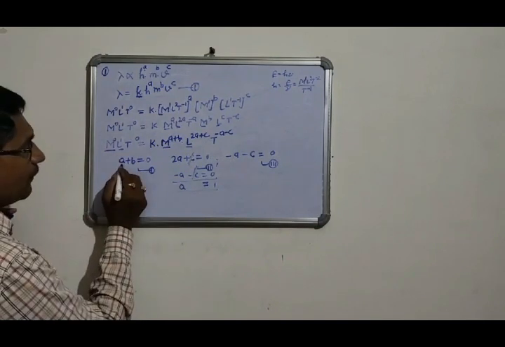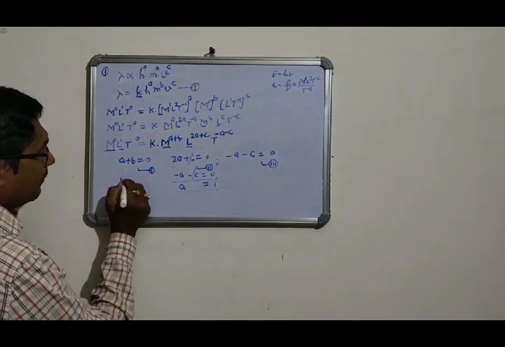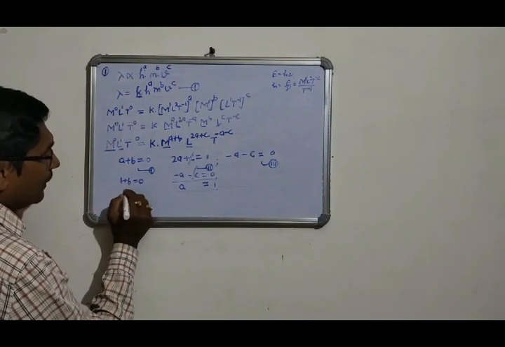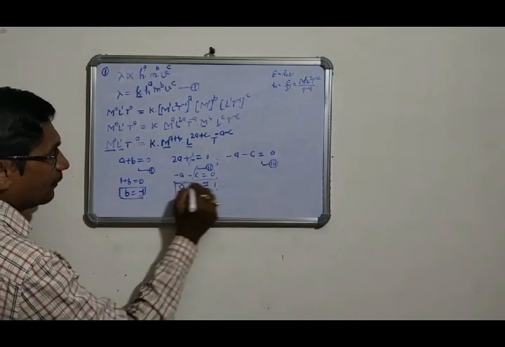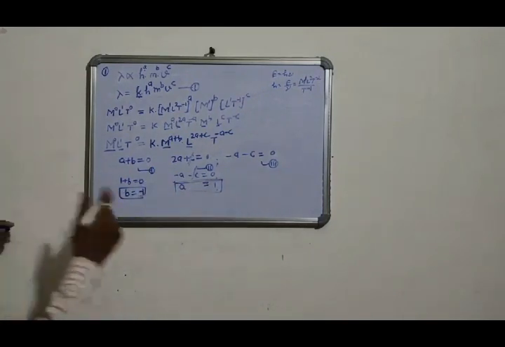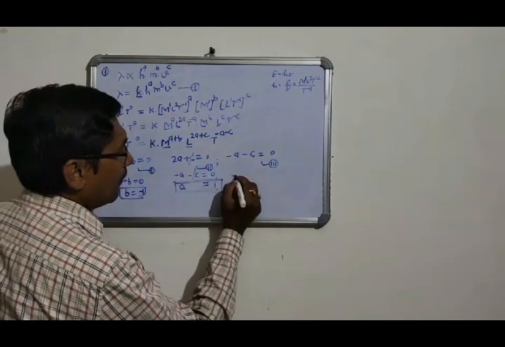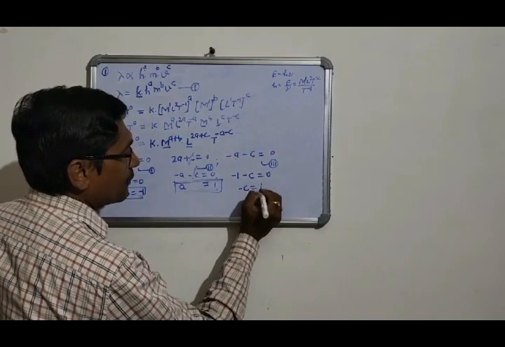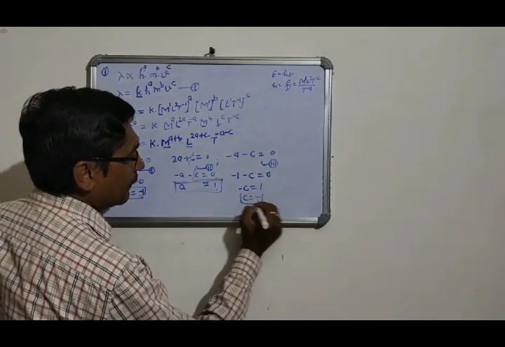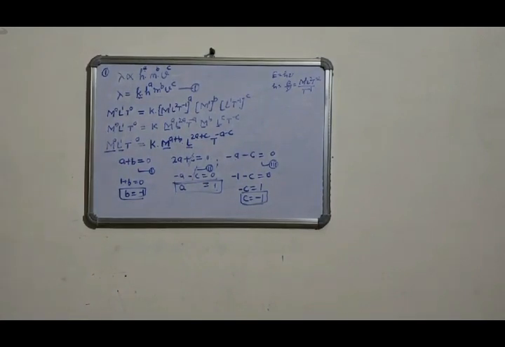Now putting the value of a equals 1 in a plus b equals 0, then b equals minus 1. Putting a equals 1 in minus a minus c equals 0, we get minus 1 minus c equals 0, then minus c equals 1, so c equals minus 1. Okay? So a is 1, b is minus 1, c is minus 1.